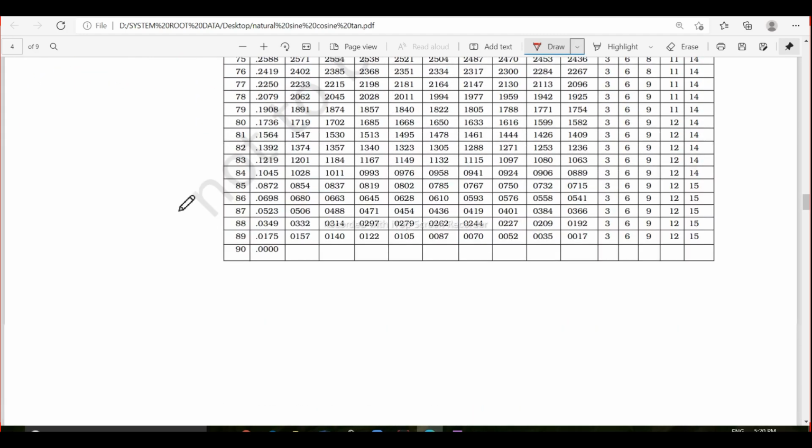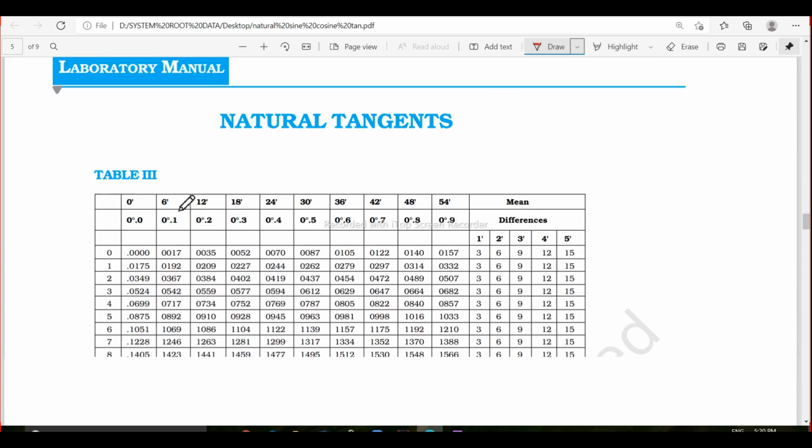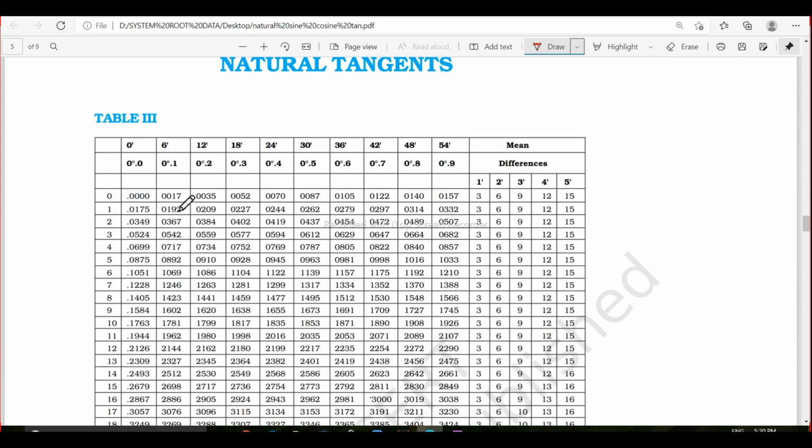Now similarly we have the table for tan. So let's take a question for tan. Let's say we need to find tan of 53 degrees 38 minutes. Just make sure you use the correct tables. For tan do not use the table for sine, or else the answer will be wrong. So 53 degrees 38 minutes.